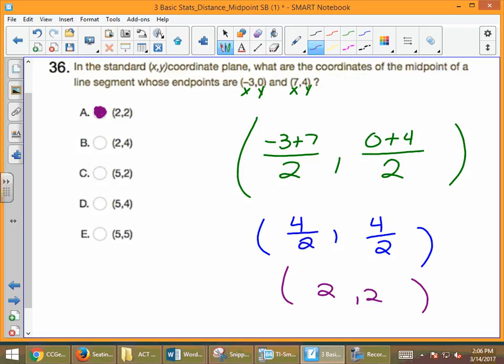Questions over there? No? Here's the refresher. Geometry concept.